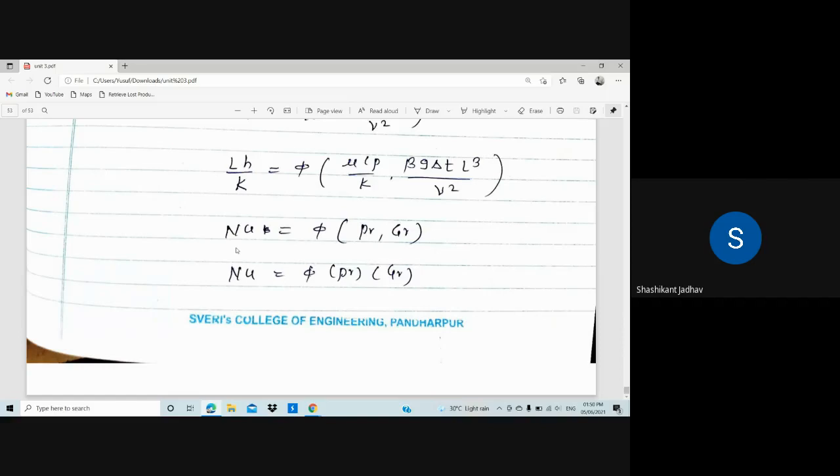Okay, so here we have completed unit number 4, that is convection. Unit number 4, convection, means here we have completed our whole heat transfer syllabus.